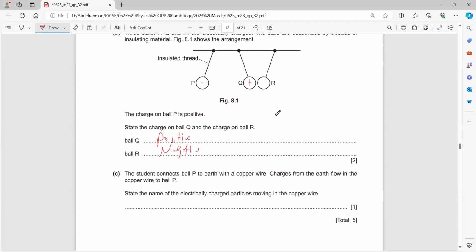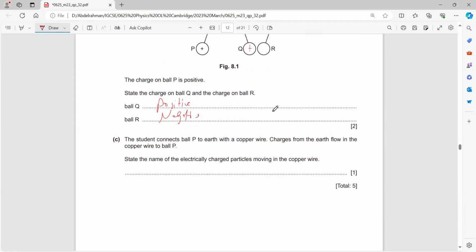Okay, easy. The student connects ball P to the earth with a copper wire. Charges from the earth flow. State the name of the electrically charged particles moving in the wire. The particles are the electrons, definitely. Okay, quite easy. Moving on to the next question.